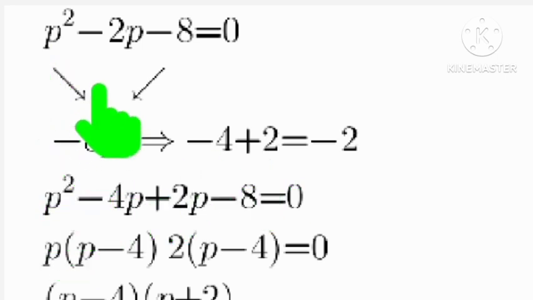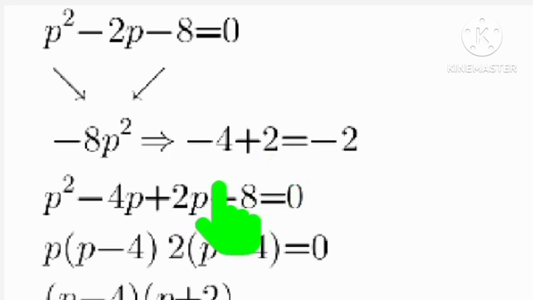So what are we going to do next? We're going to bring this one down. Then we are going to replace this one with the whole of this, since we have multiplied them by p. We multiply both negative 4 and 2 by p. So we are going to have negative 4p plus 2p. And then we bring down this one again, we are going to have negative 8. So that's exactly how we go about it.